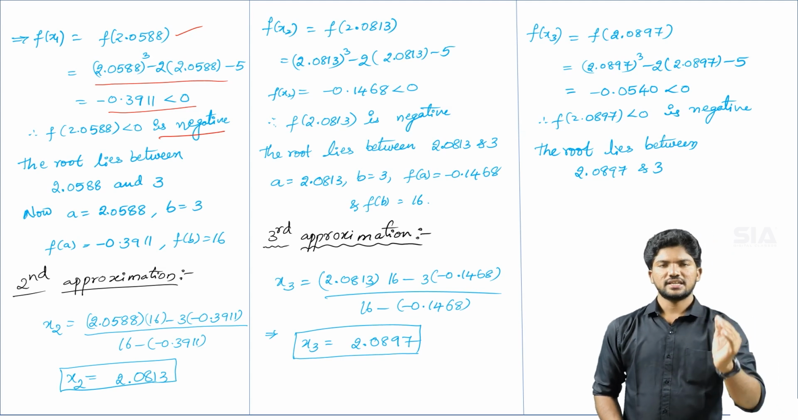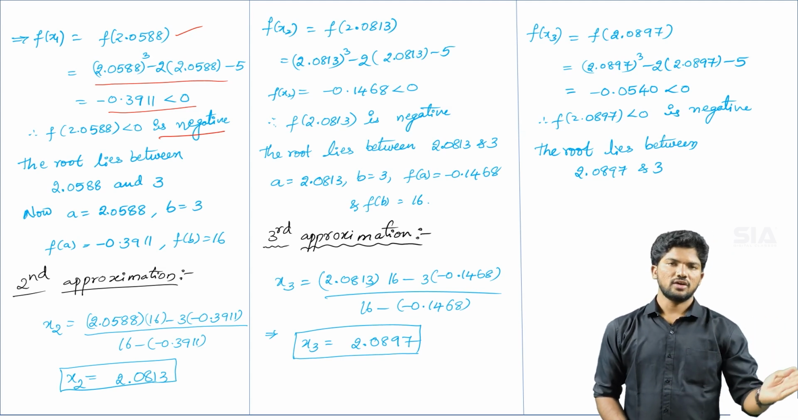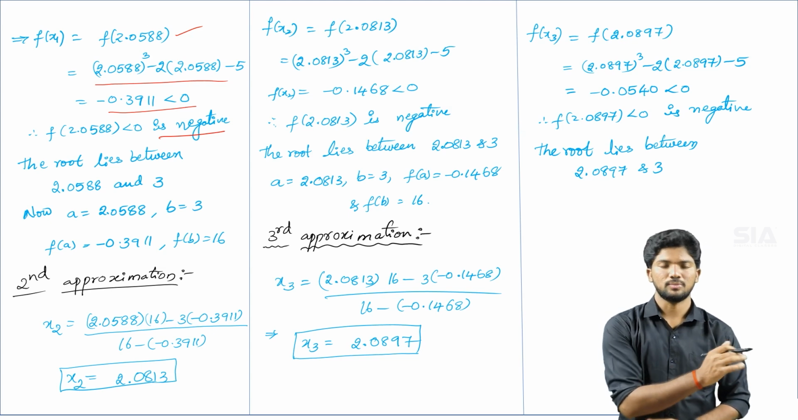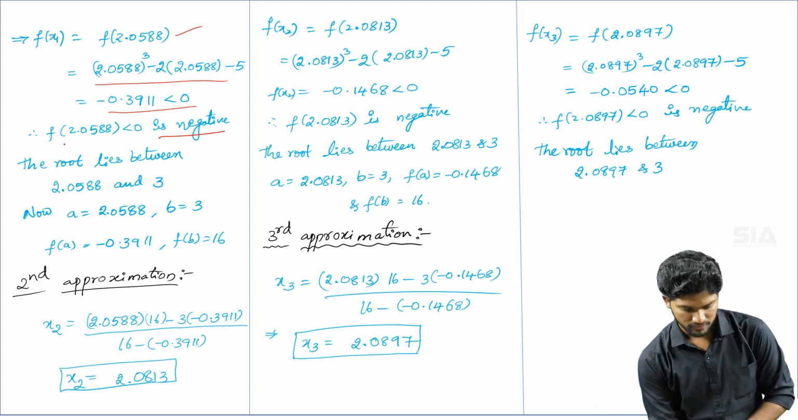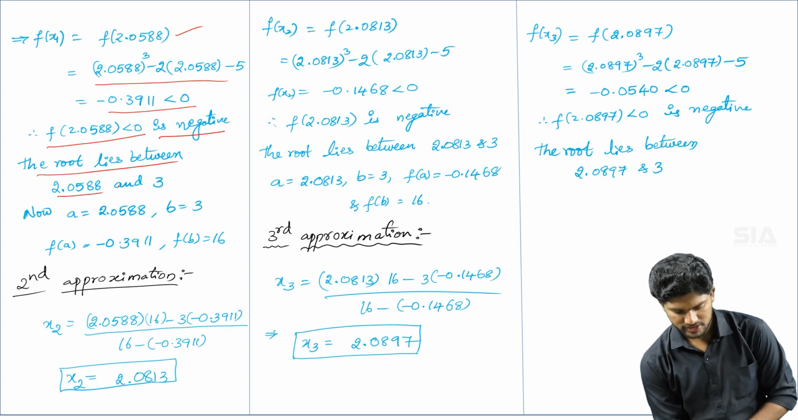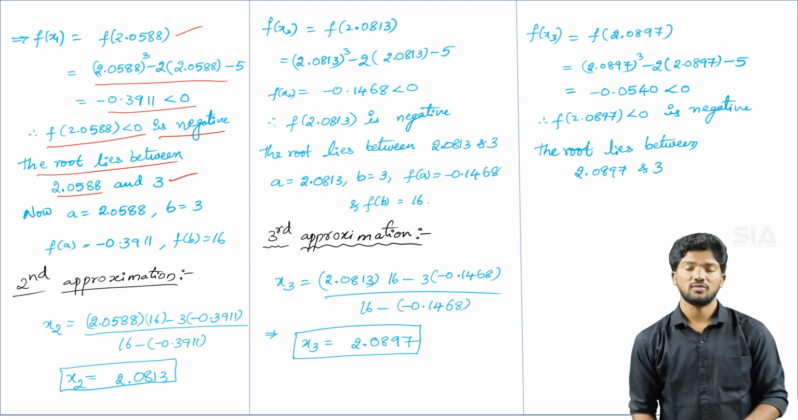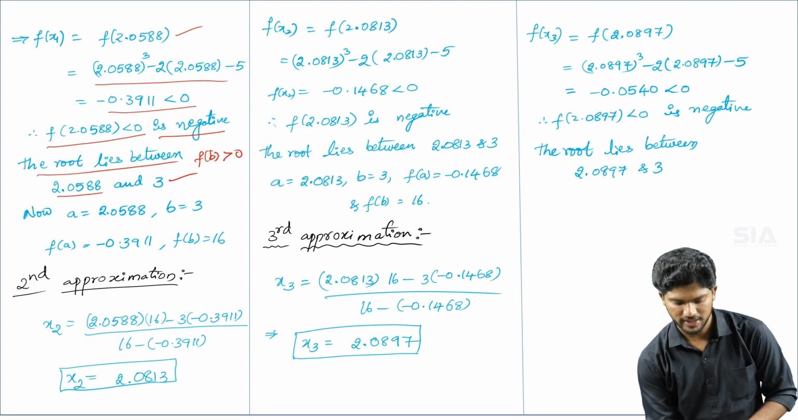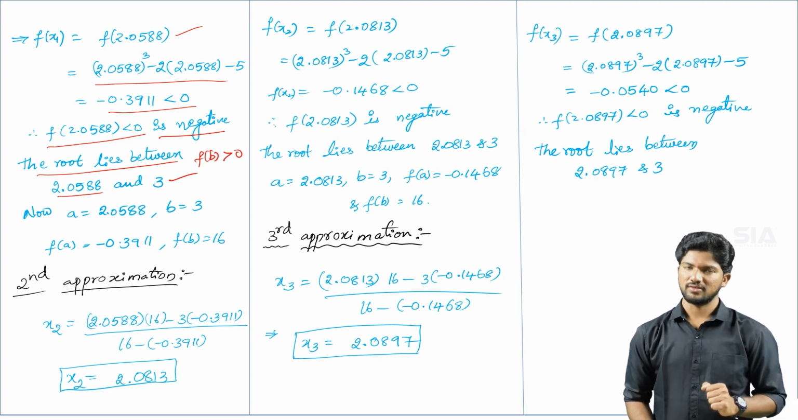By using the general explanation, whenever you get f of x1 less than 0, you have to go for the previous values which we have positive. So therefore, f of x1 is negative, and the root lies in between 2.0588 and 3. What is the 3? f of b greater than 0, where b is equal to 3 now.